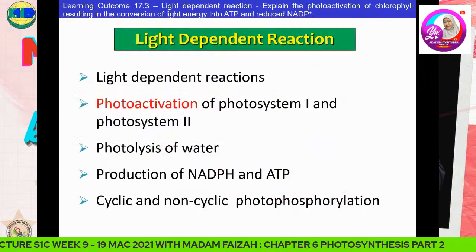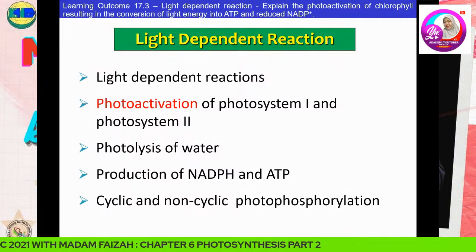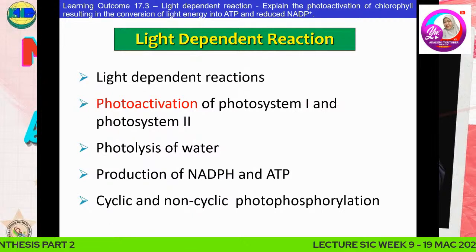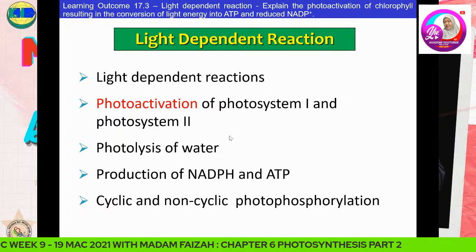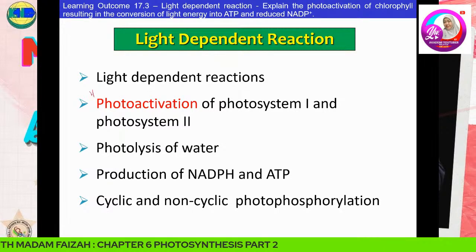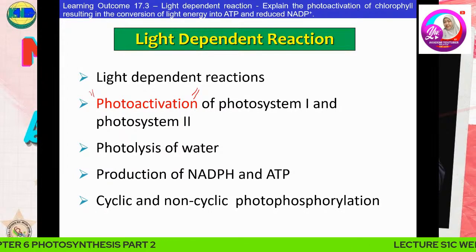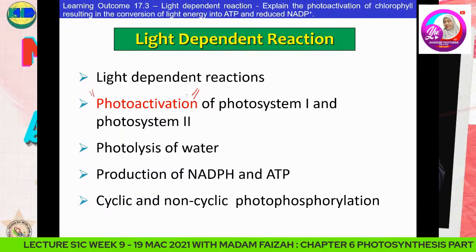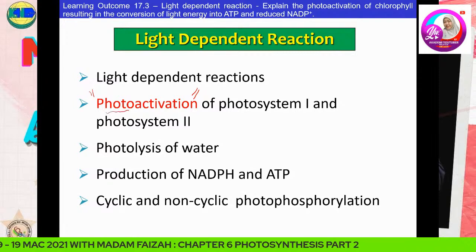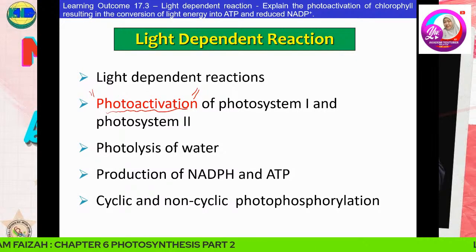So what are we going to learn under this topic? We are going to discover the light dependent reaction. The teacher repeats, light dependent reaction. What do you understand by this? As the name says, light, it is a reaction that depends on light. Previously in cellular respiration, you came across the term phosphorylation. In this light dependent reaction, you will come across a term called photoactivation.